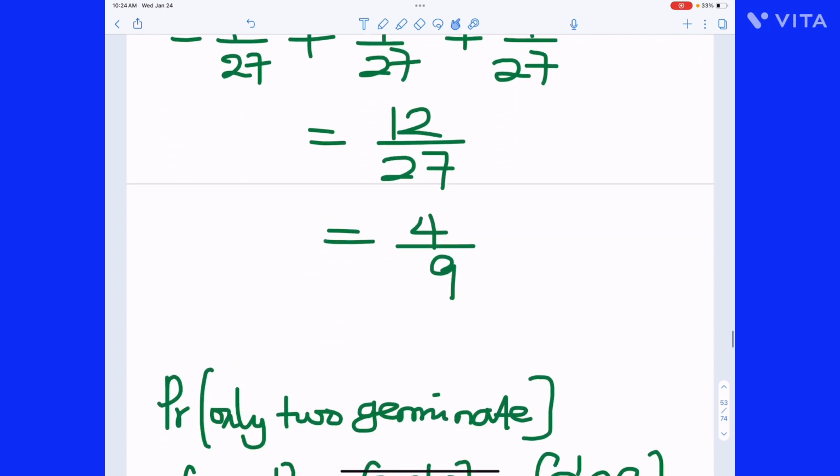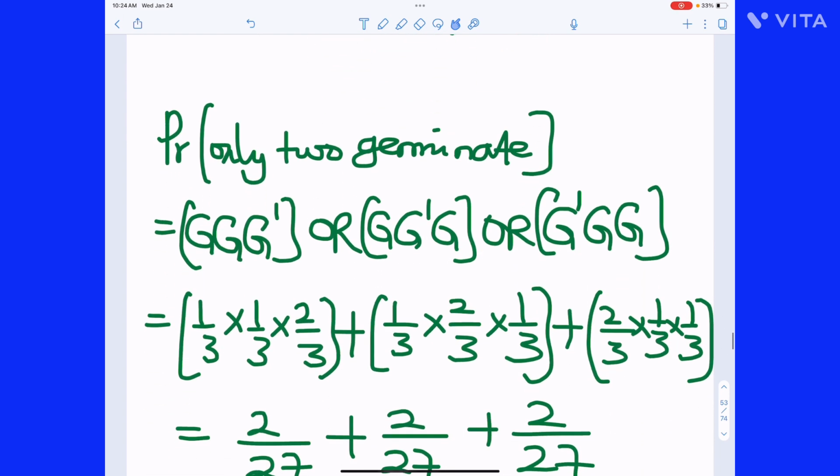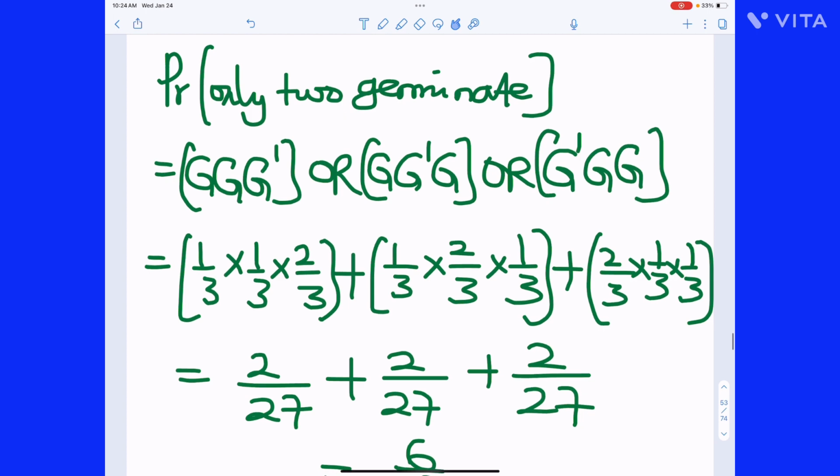That gives you 4 over 9. That's the probability that only one germinates. You keep that too. Now, our third case is that only 2 germinate. There are many ways only 2 seeds can germinate. Either the first one germinates and second one germinates, but the third one does not germinate.